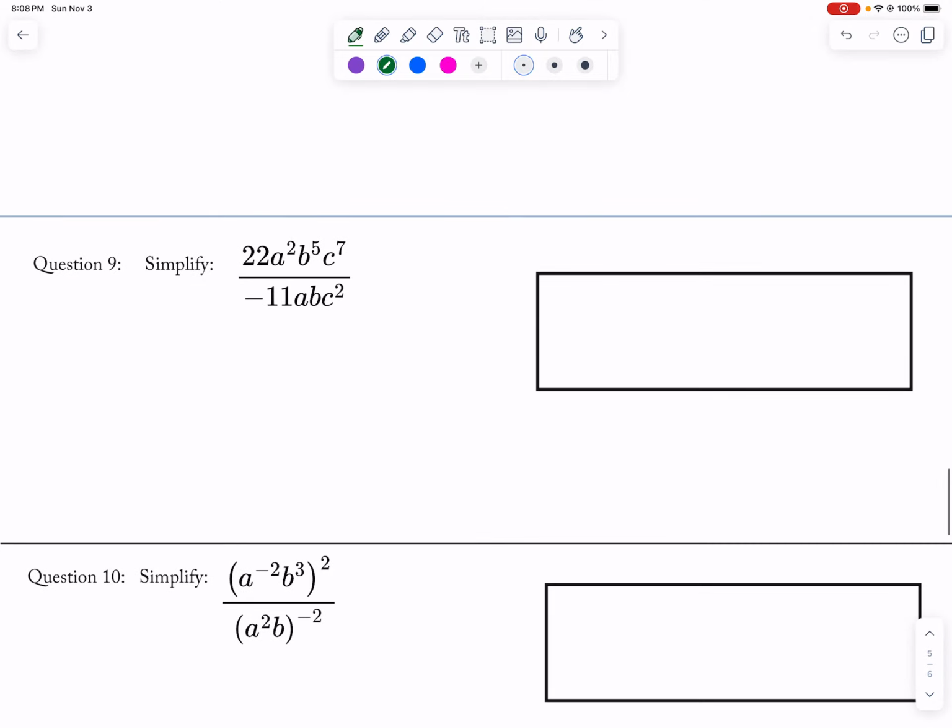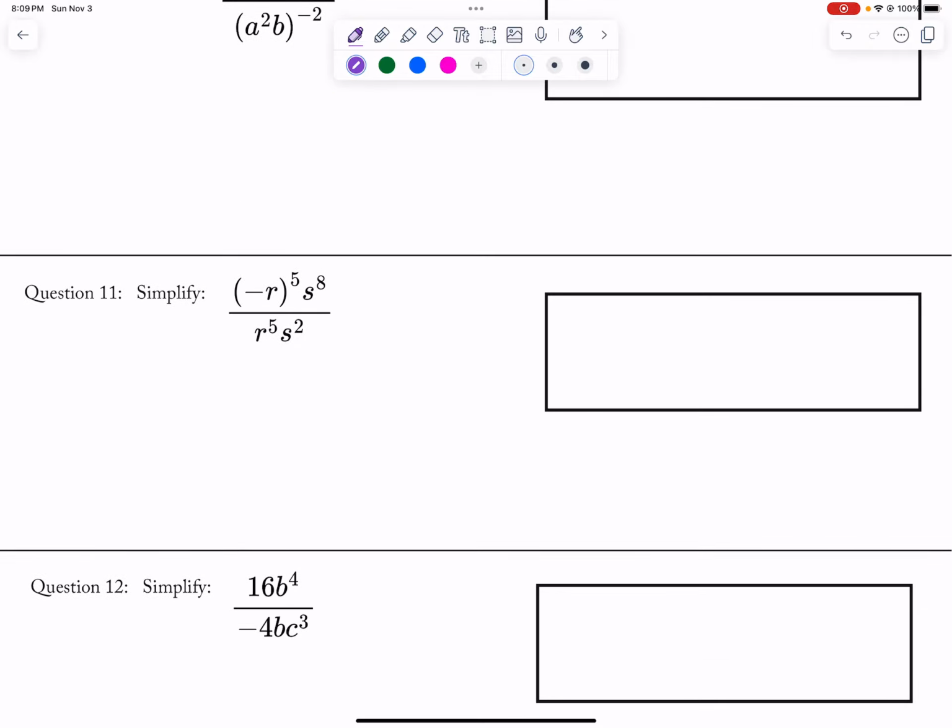And then I would have reduced 22 and 11, got negative 2. And then I would have had a to the 2nd and a, so that's a to the 2 minus 1. And then I would have had my b, so b to the 5 minus 1. And then I would have had my c, which is c to the 7 minus 2. So then I would have gotten negative 2, a, b to the 4th, and c to the 5th power.